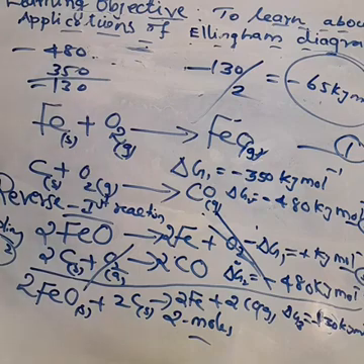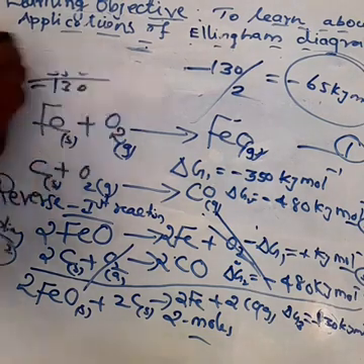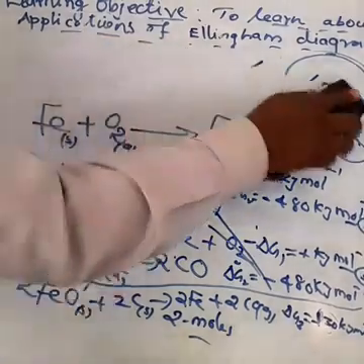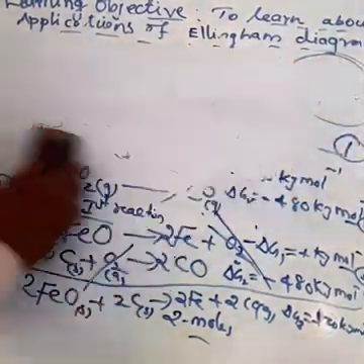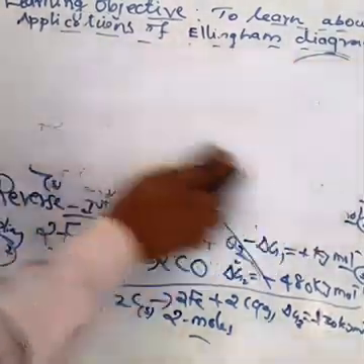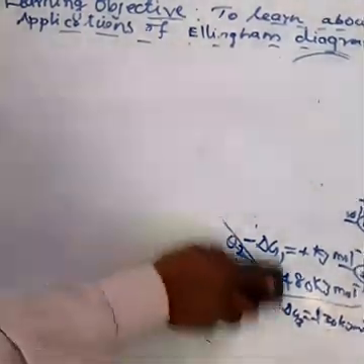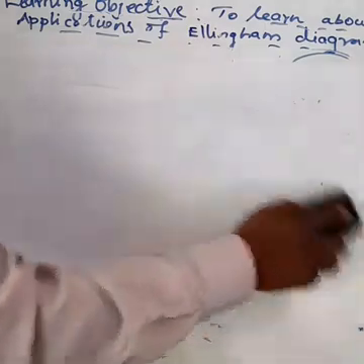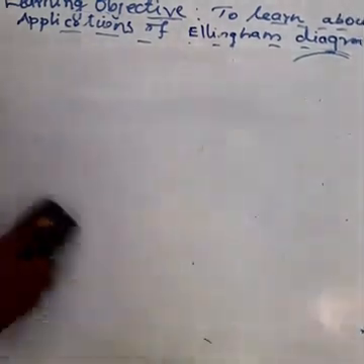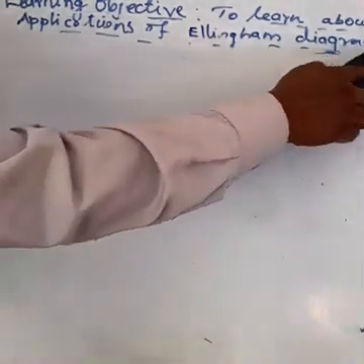This is about the applications of Ellingham diagram. We get a high negative value, am I right? Minus delta G kilojoules mole inverse for the first mole. Anyhow, this free energy calculation also confirms that the reduction is thermodynamically favored.